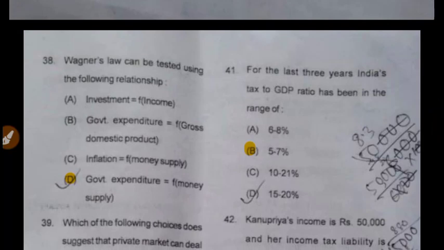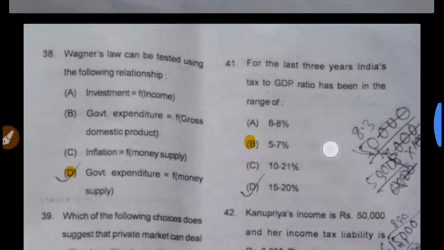Next question: Okun's law can be tested using the following relationship: investment and income, government expenditure on gross domestic product, and inflation money supply, government expenditure function of money supply. The correct answer is D.